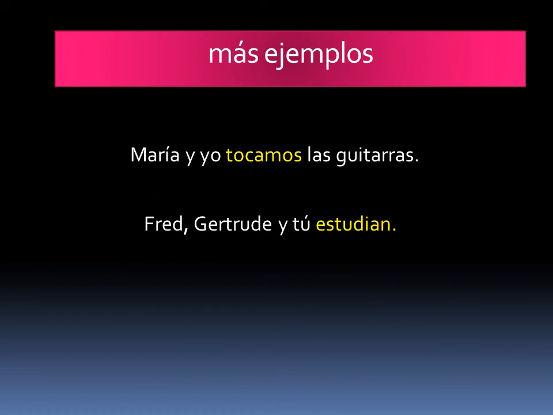And sometimes we can combine names with subject pronouns. Look at the first one. Maria y yo tocamos las guitarras. We've combined a name with a subject pronoun, yo. Be careful when you see the yo, if it's combined with a name, it's nosotros. Same with Fred, Gertrude, y tú estudian. Even though we see two, you have two other names, and that is ustedes. Got it?